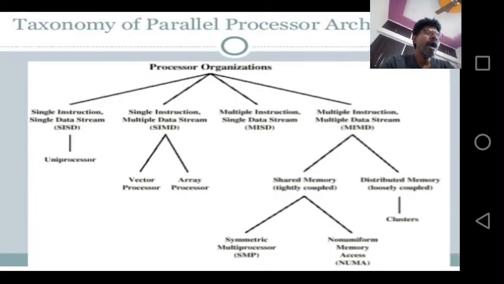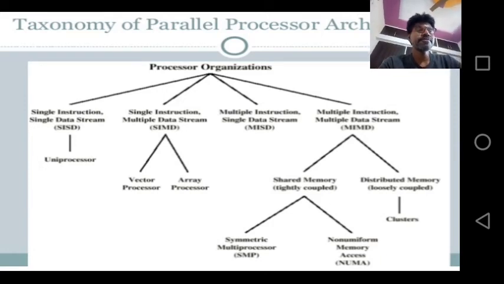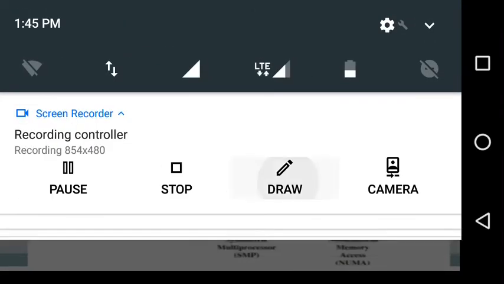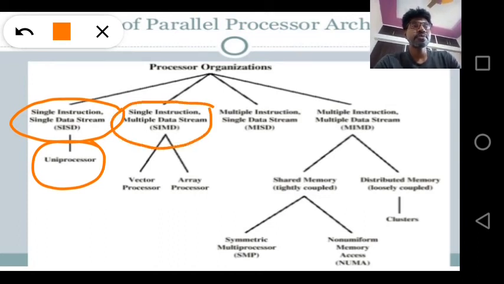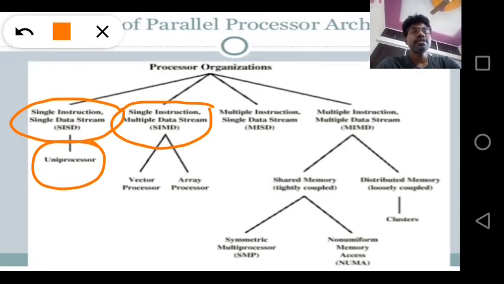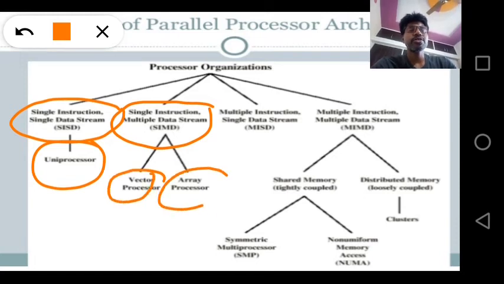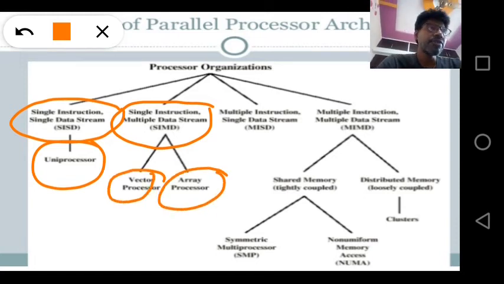So we see the taxonomy of parallel processing. We'll see the overall view of how processors are organized. This is called single instruction, single data stream, which is the uniprocessor. And single instruction, multiple data stream. Remember, there is only one control unit, one processing element, but the data is like an array, vector data. So this SIMD can be implemented by using vector processors and array processors. We will see what is meant by vector processor and array processor.